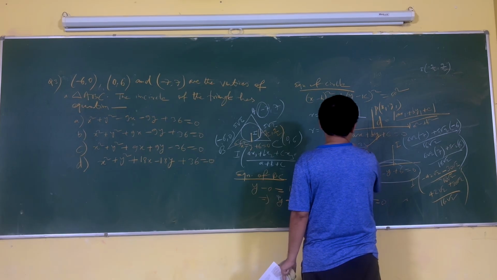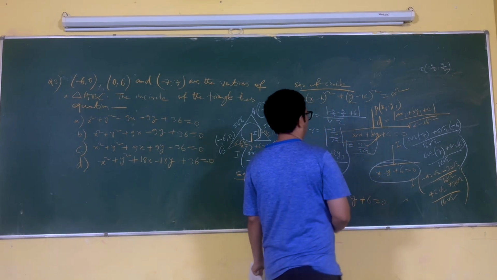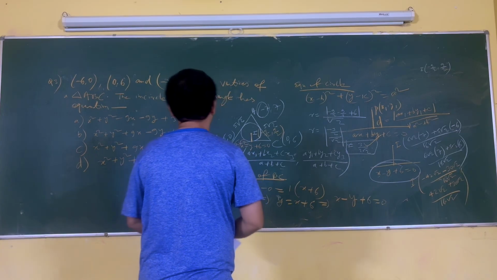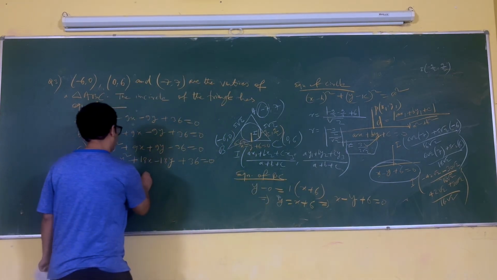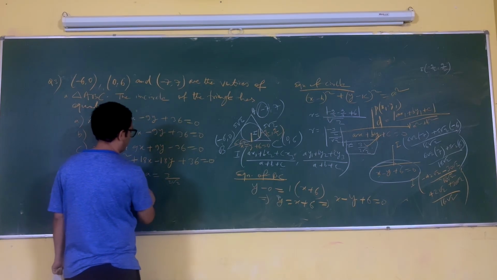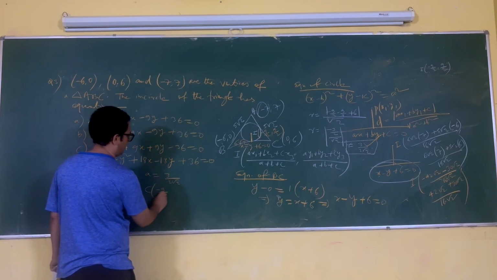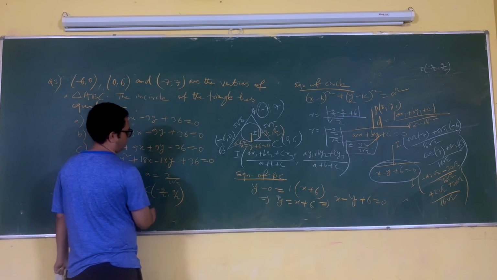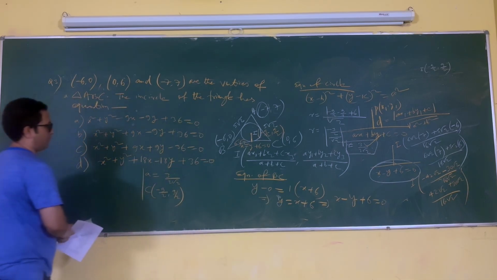3 by 2 root 2. This is the value of radius R we are getting. So R means radius we got 3 by 2 root 2, and center we got minus 9 by 2 comma 9 by 2. So we have to find the equation.